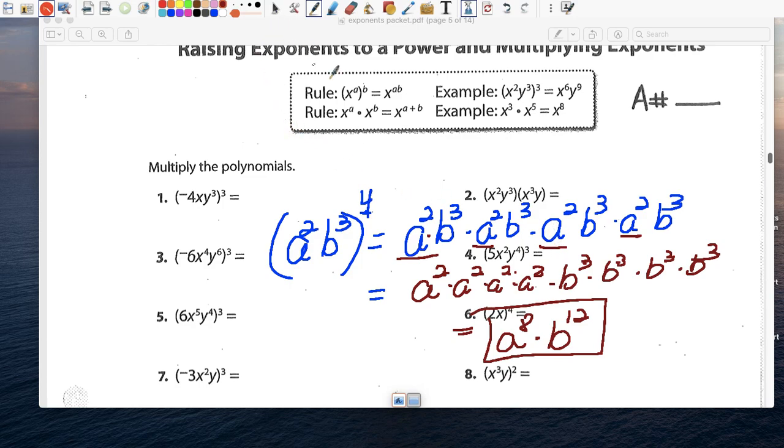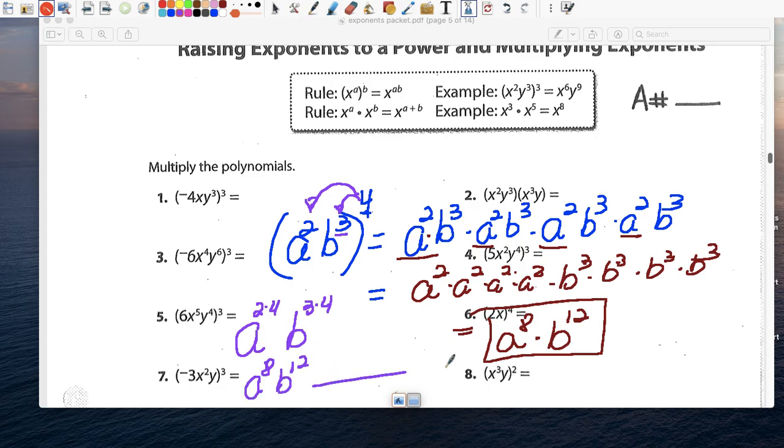But if you don't want to, what does the power to power rule say? It says that if such is the case, all you have to do is take this 4, the exponent that's outside, and multiply it by every exponent inside the parentheses. So look at what you get. A is going to be 2 times that 4. B is going to be this 3 here times that 4. And if you multiply, you get a to the 8th, b to the 12th. Look, same exact answer. Your choice.